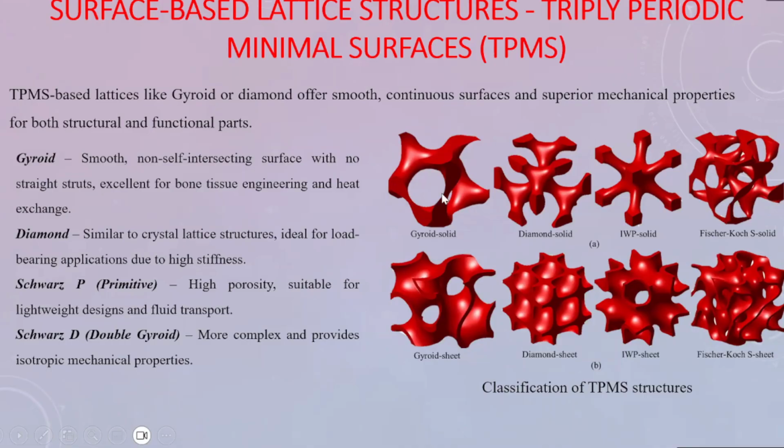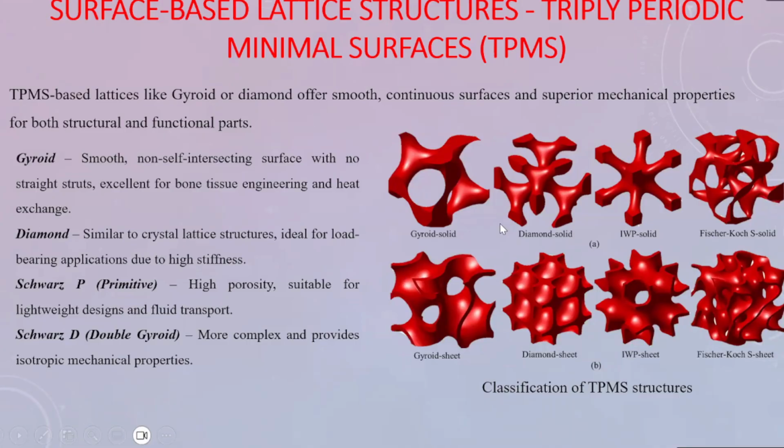So we can use it for weight reduction applications or something. And in this kind of solid, there will be material present inside the lattice structure. That's why it is called TPMS. These are called minimal surfaces, triply periodic minimal surfaces.